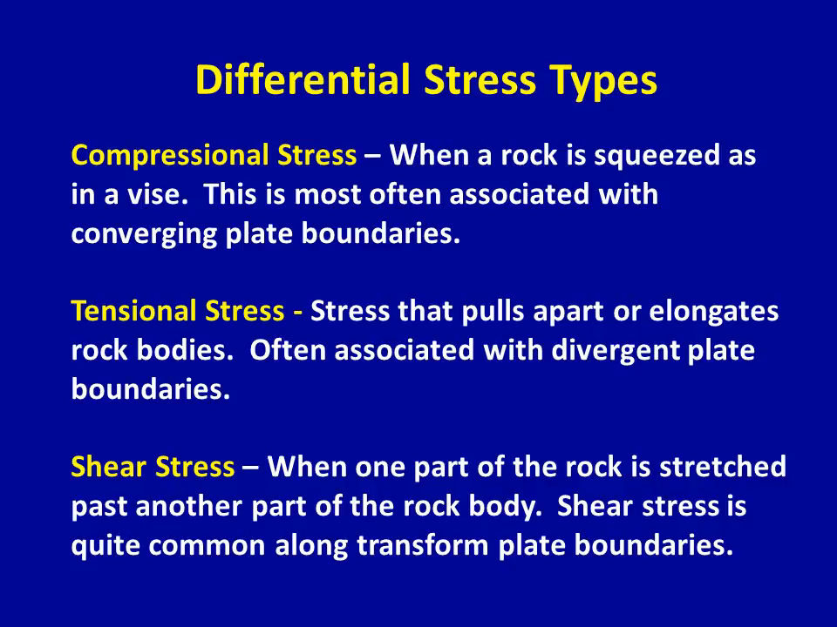Tensional stresses are stresses that pull apart or elongate a rock body, and this happens most often with a divergent plate boundary. A good example of this is where a plate boundary is trying to form, such as in the rift valleys of Africa. And shear stress is when one part of the rock is being stretched past another part of the rock at the same time. So this is quite common along transform plate boundaries, such as the San Andreas Fault of California, where the Pacific plate is rubbing up against the North American plate.